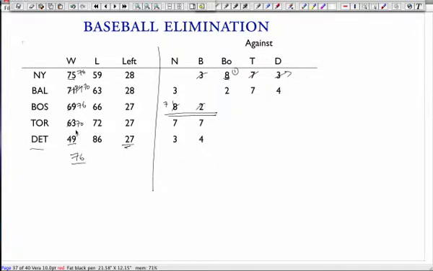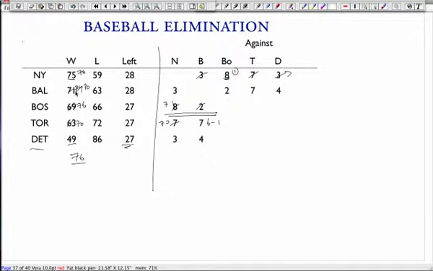Now let's go back to Toronto. Okay? Toronto had 7 games with New York, which it won all of those, right? It was a 7-0. But now they still have 7 games left with Baltimore. Okay? And unfortunately, if they won 7 of those games, Toronto would have 77. So they can only win 6 of those games. But now all of a sudden, that means Baltimore has 77.